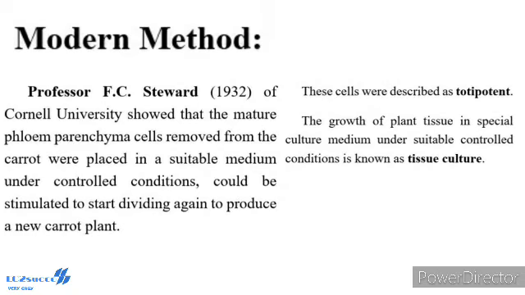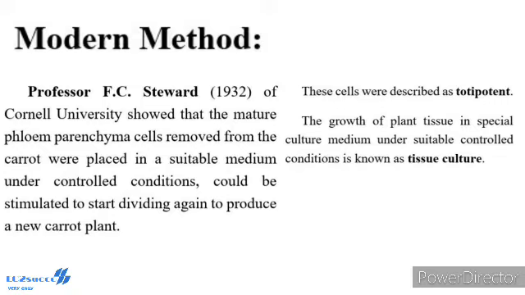Another method is the modern method. Professor F.C. Steward of Cornell University showed that mature phloem parenchyma cells removed from the carrot, when placed in a suitable medium under controlled conditions, could be stimulated to start dividing again to produce a new carrot plant. These cells were described as totipotent. Totipotency is a unique character of plant cells, not of animal cells.